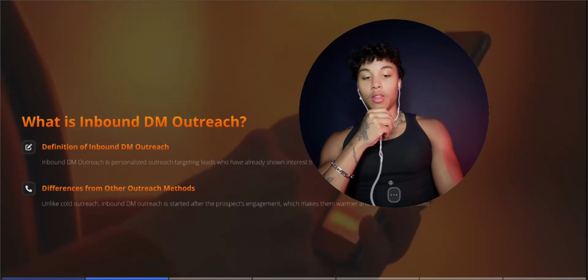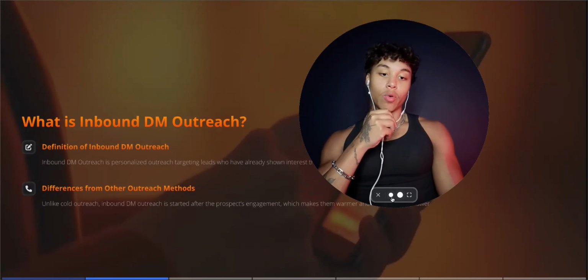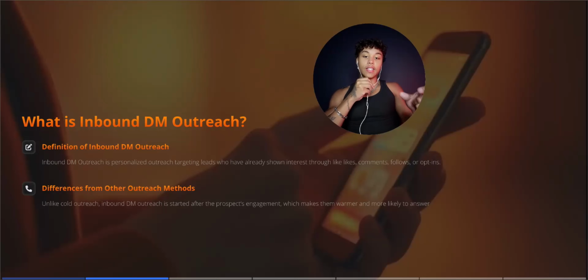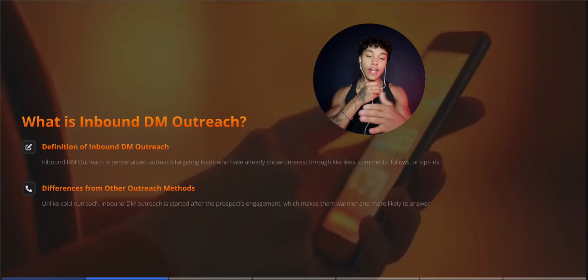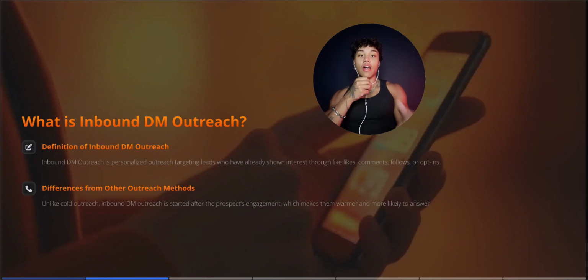So you guys are probably wondering, well, what is inbound outreach? Inbound DM outreach is a personalized outreach targeting leads who have already shown interest through likes, comments, follows, or other opt-ins. Any form of engagement to your page makes them an inbound lead. Now, anything that is outbound, which is cold outreach, consists of people that haven't interacted with your account, people that don't know who you are.